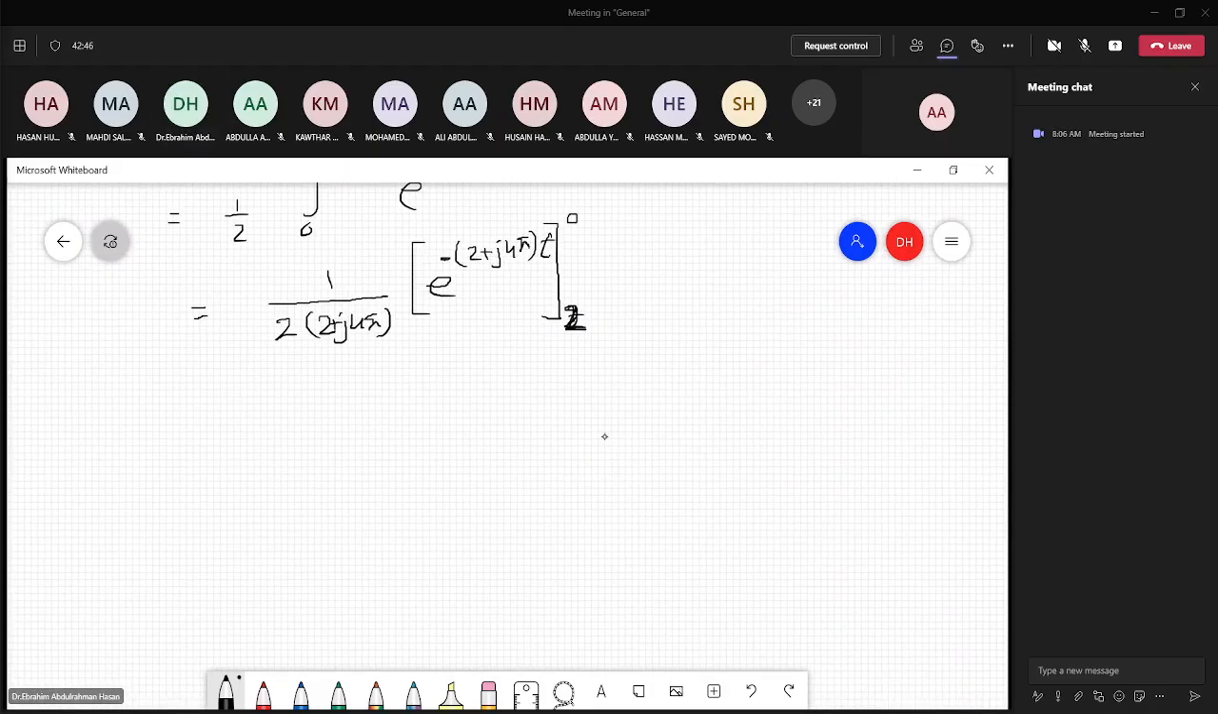So this is equal to 2 plus jk pi, and here when t equal to 0, this is equal to 1 minus. When t equal to 2, then here we have minus, say 4 plus j 2 pi k.